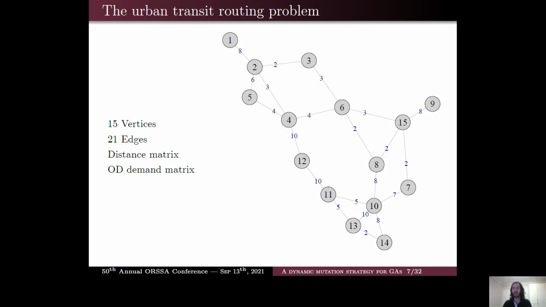Here we have a popular benchmark instance called Mandl-6, which various researchers have used to validate their algorithmic approaches. It consists of 15 vertices or bus stops and 21 edges, an associated distance matrix, and an origin-destination demand matrix.